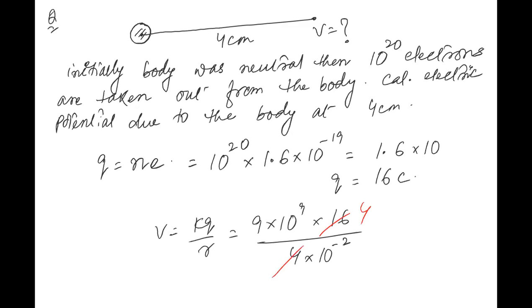4 into 4 is 16. So 9 into 4 will become 36, if I'm not wrong. Multiplied by this, it will be equal to 10 to the power 11 volts. This is the value of potential. Am I right with the simplification? Please check. Yes, sir. Okay, so moving on to the next question now.